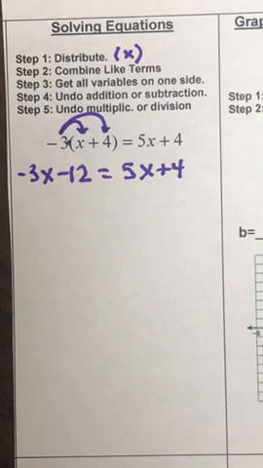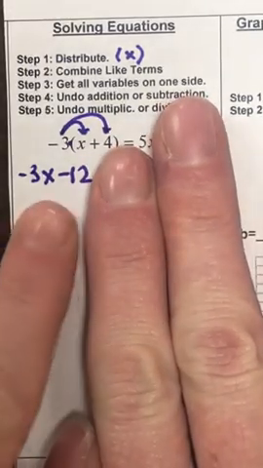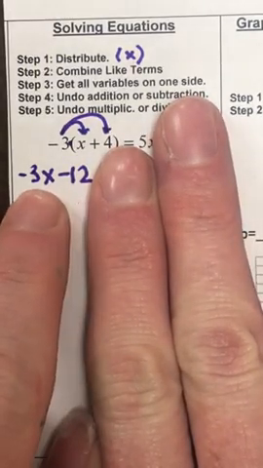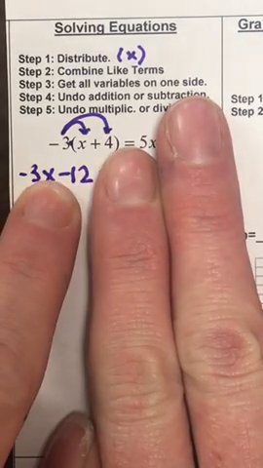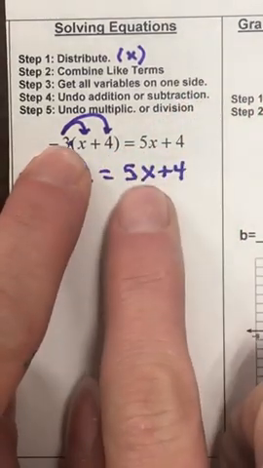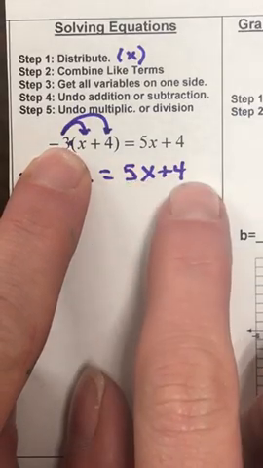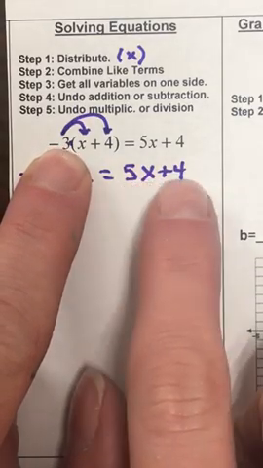Step 2 tells me that I am going to combine like terms. Now on this step, you look at each individual side. Do I have any like terms here? Well, I've got an x term and I've got a constant. So those are not like terms, so no like terms to combine there. Then I'll look on the other side. I have an x term and a constant. Again, these will not combine.